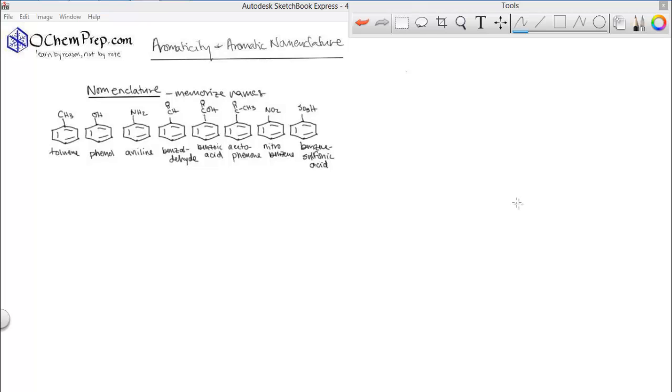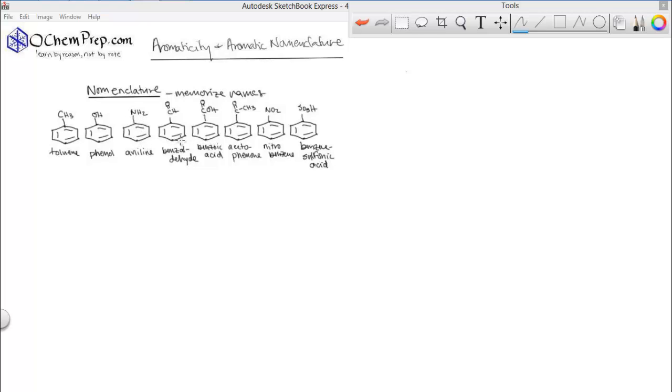So whenever we have a new functional group, we have to go through nomenclature. And you do have to memorize these names because we'll use them throughout the next couple sections as we learn the mechanisms and reactions of the aromatics. So I just copied this from the summary document. We have toluene with a methyl group, phenol with an OH group, aniline with an NH2.